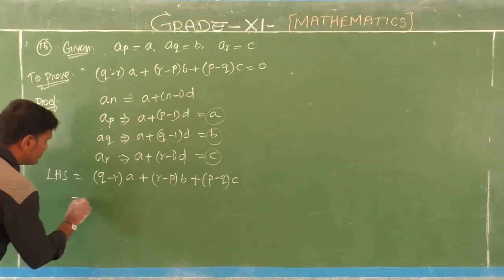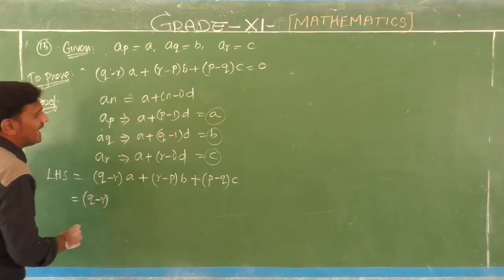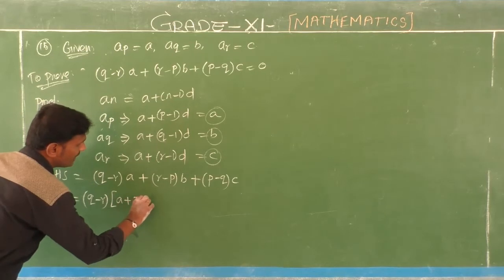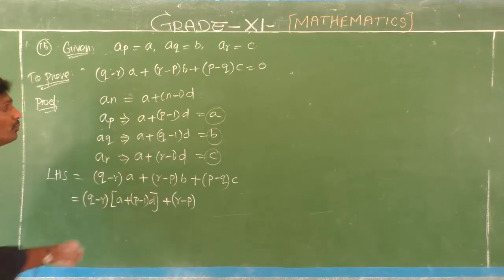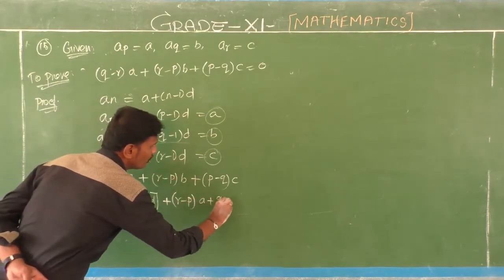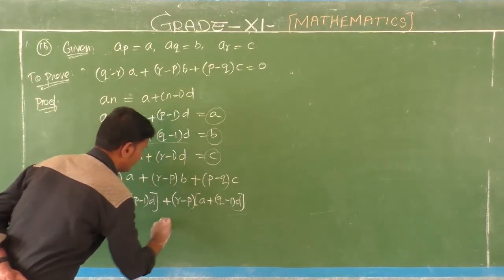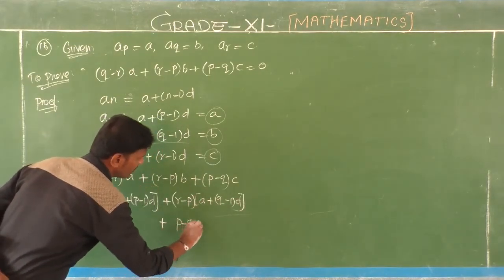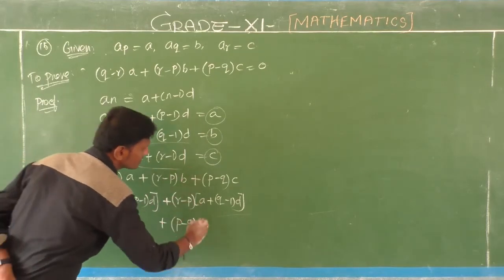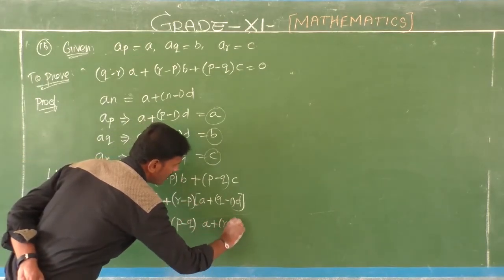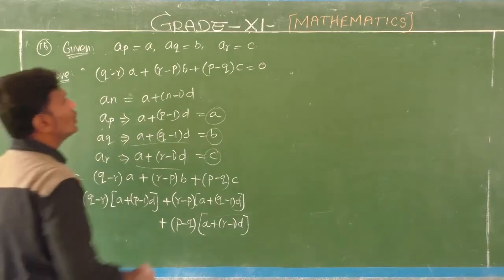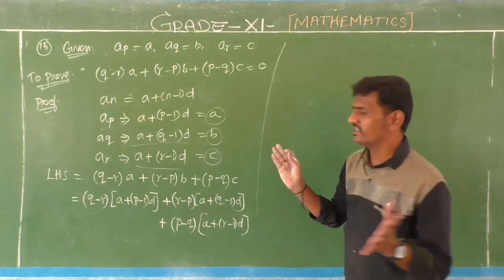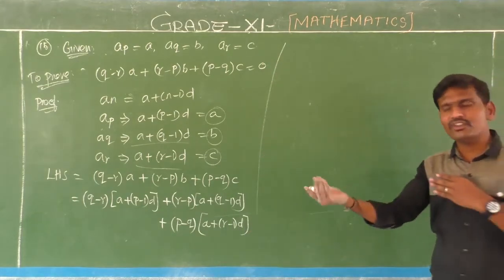Now see, (q minus r) into a, where the value of a is a plus (p minus 1) into d, plus (r minus p) into the value of b, which is a plus (q minus 1) into d. Then finally (p minus q) into c, where the value of c is a plus (r minus 1) into d. For that I am going to multiply inside the bracket, and before that I am splitting the terms: the first term on one side and the common difference on another side.